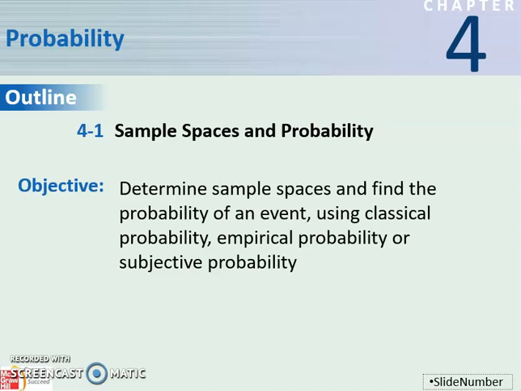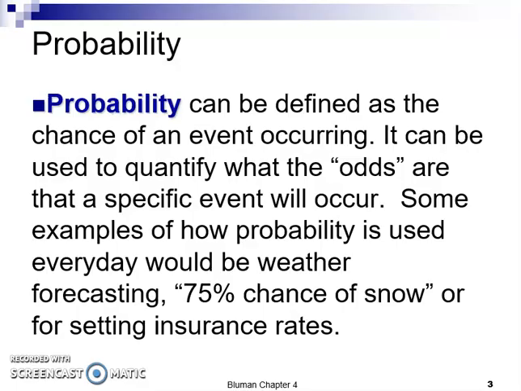So today what we're going to consider are what are sample spaces and how do we find the probability of an event using classical, empirical, or subjective probability. Now probability is really just a very simple definition. It's the chance of an event occurring. And as it says here on the slide, we can use it to quantify what the odds are that a specific event will occur.